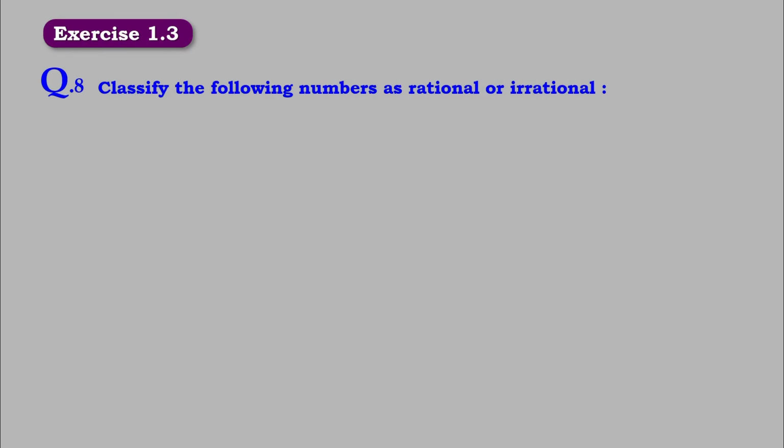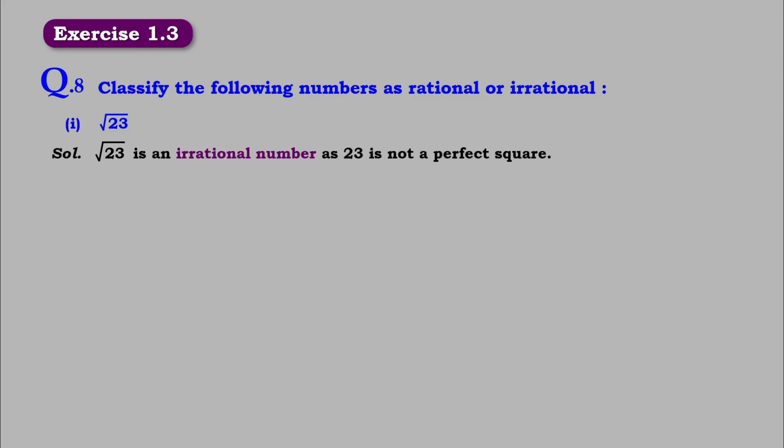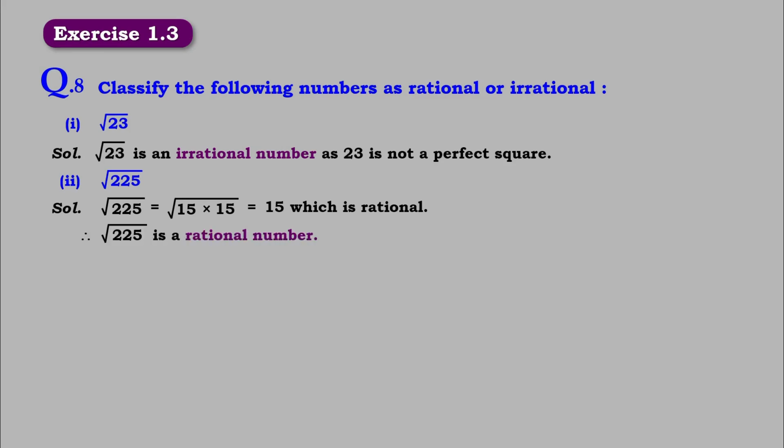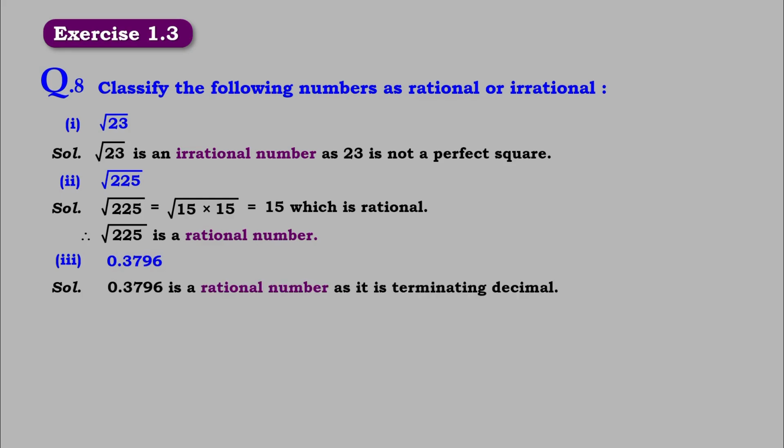Now the next question. Classify the following numbers as rational or irrational. Root 23. Root 23 is an irrational number as 23 is not a perfect square. Root 225. Root 225 is equal to the square root of 15 into 15, which gives us 15, which is a rational number. So root 225 is a rational number. Now 0.3796 is a rational number because it is a terminating decimal.